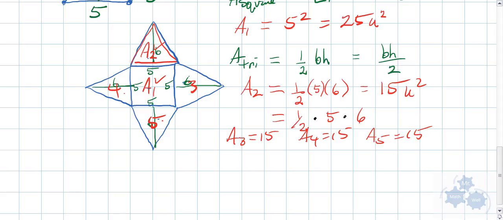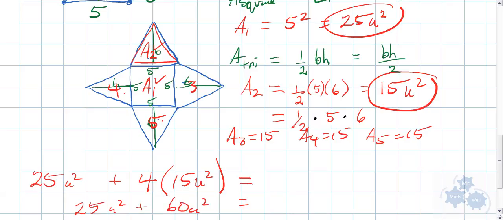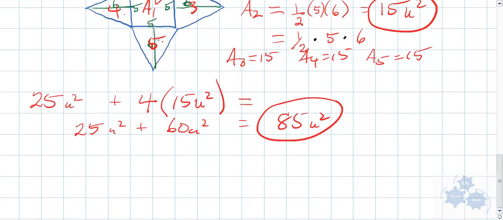Right? So area 1 is 25 units squared. Area 2 through 5 are all 15. So we've got 25 units squared plus 4 15 units squared. Okay? What's 4 times 15? 60. So 25 units squared plus 60 units squared equals 85 units squared. That is the area for the triangle.